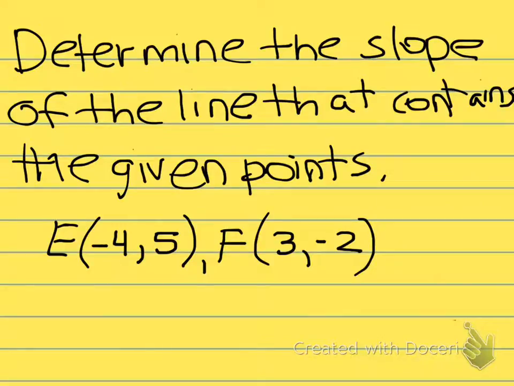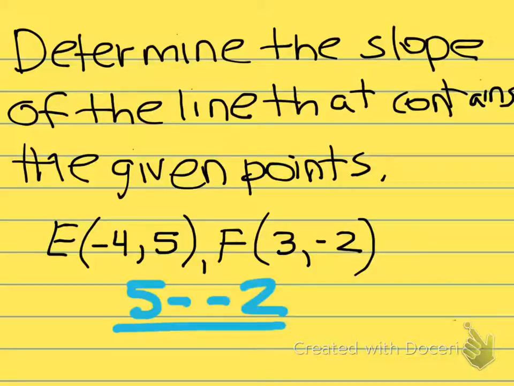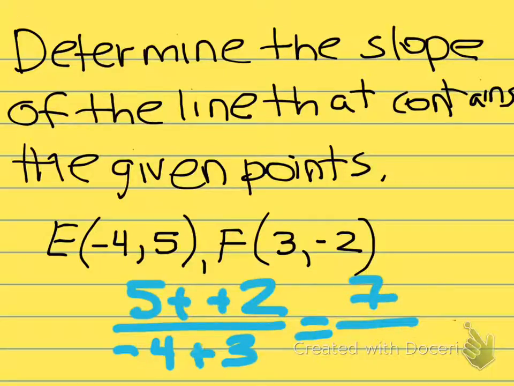Here we're going to determine the slope, so we're going to do this a bunch of times. To find slope, we need to subtract the y coordinates over subtract the x coordinates as a ratio. And then we simplify, so 5 plus 2 is 7. -4 plus -3 is -7. So my answer would be -1.